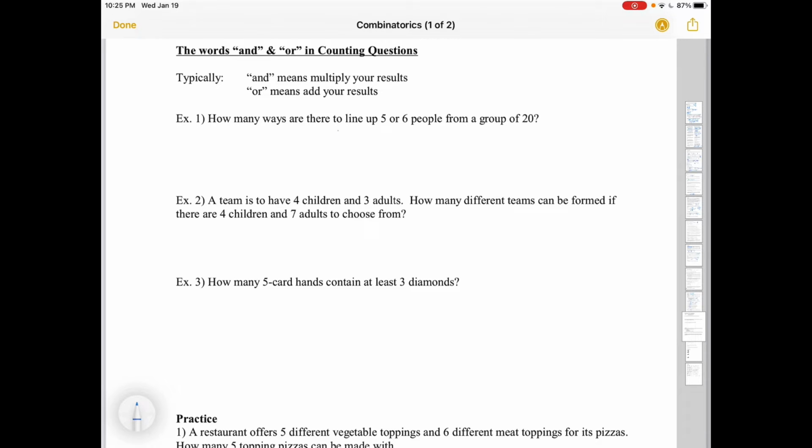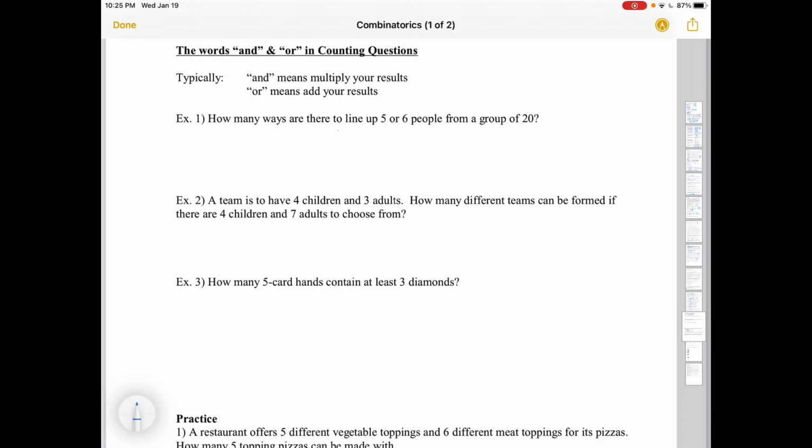As a very, very broad generalization, in counting questions and also in probability, the word "and" often means multiply. If you have a compound event, or some event that has two parts, one part and another, you often multiply your possibilities. If you have the word "or," it typically means to add your possibilities.